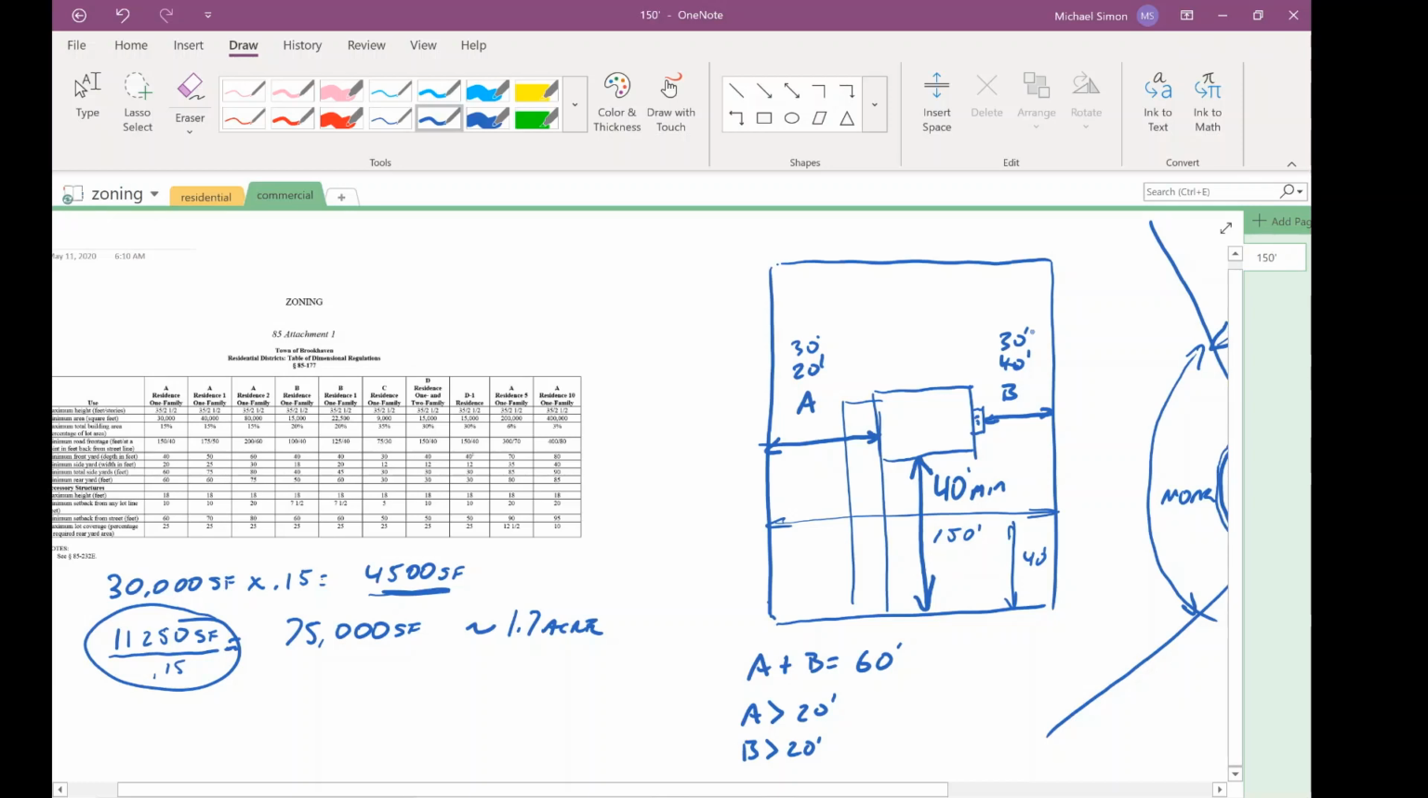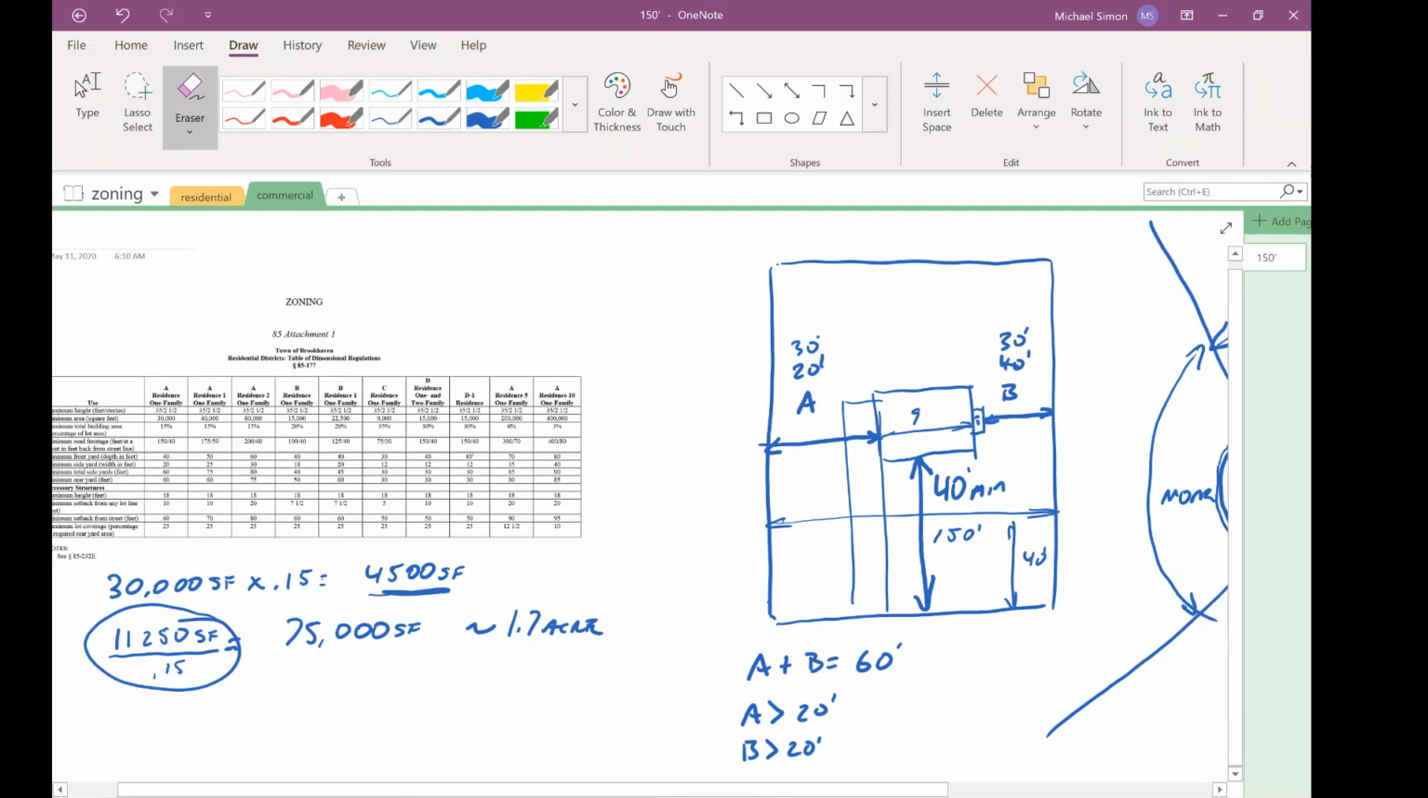Okay, it doesn't have to be, because if you look at a 150-foot wide lot, and you're taking 60 feet with the side yards, you're looking at a house that's going to be 90 feet long. That's a pretty long house.